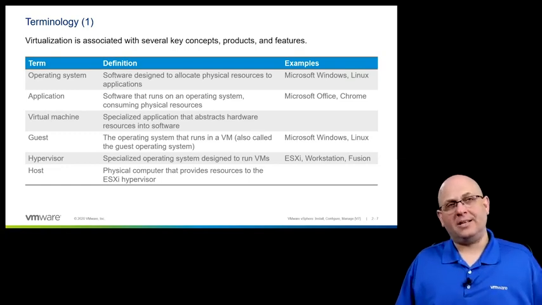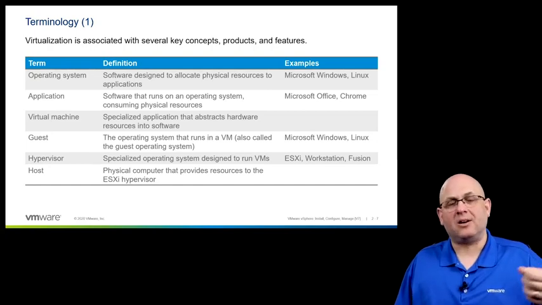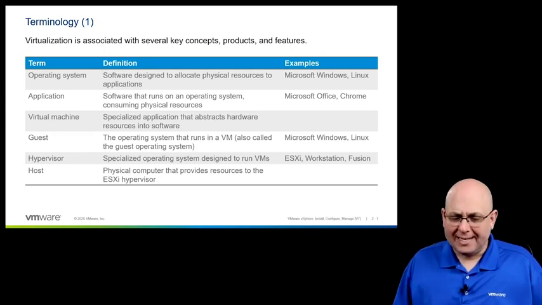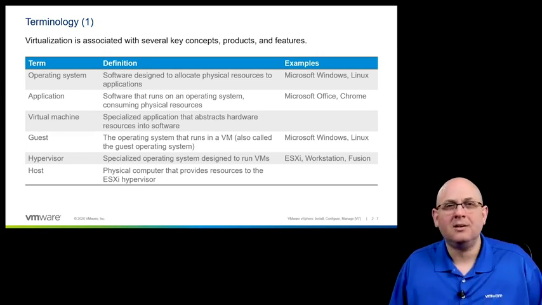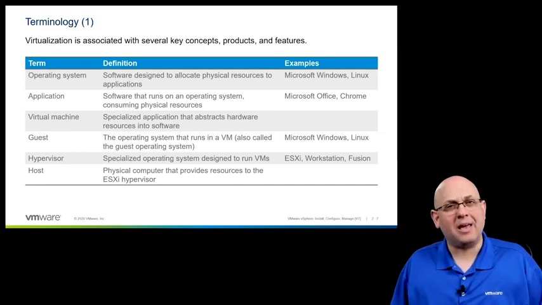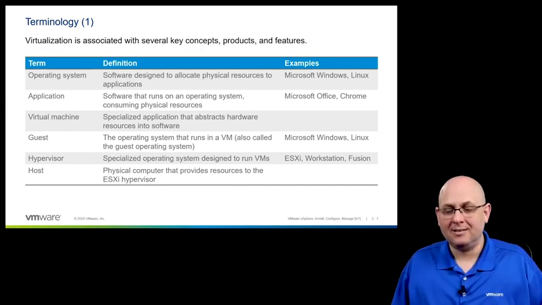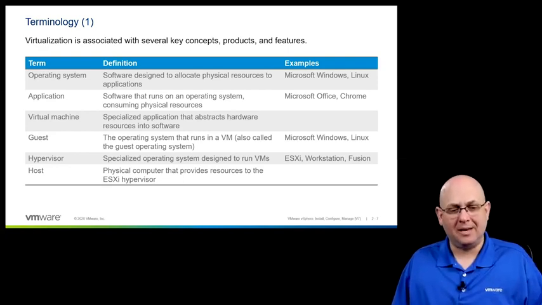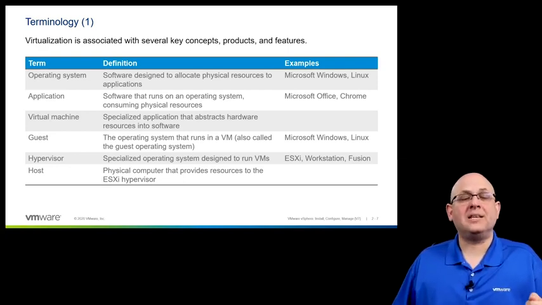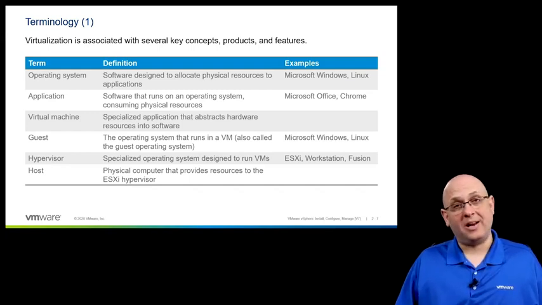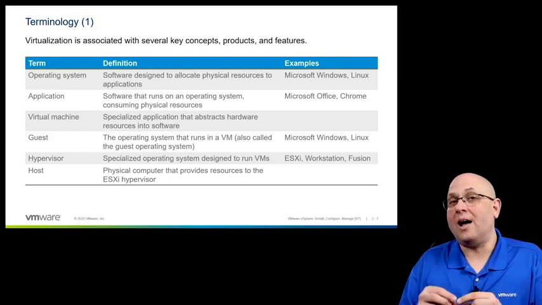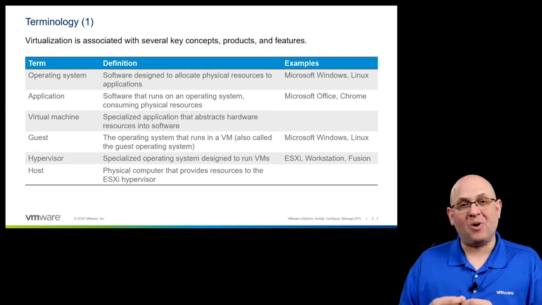All right, so we understand what an operating system is, and we understand it's the applications that are consumers of those resources. So what's a virtual machine now? A virtual machine is a specialized application. Wait a minute, a virtual machine is an application? Yes, it is. A virtual machine is an application that abstracts hardware resources into software. Well, what does that mean? Applications run on operating systems, right? And in this case, the virtual machine is an application that runs a guest operating system.